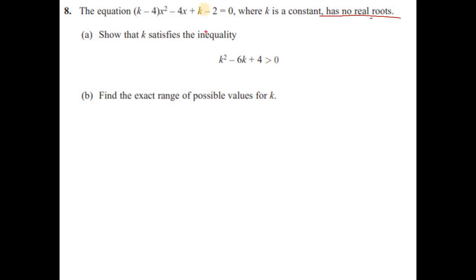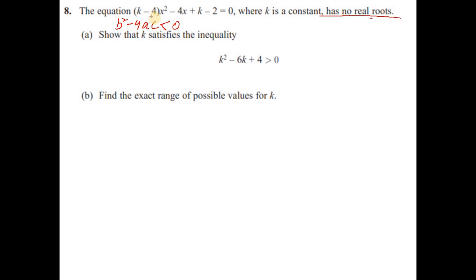Okay, if you are given these types of equations and they are talking about whether the roots are real, equal, or no real root, you will have to find the discriminant of the quadratic equation. The discriminant of the quadratic equation is b squared minus 4ac. You need to check the sign of b squared minus 4ac according to the given condition. As they are saying there are no real roots, the discriminant of this equation should be less than 0. This is the condition that we are going to use.